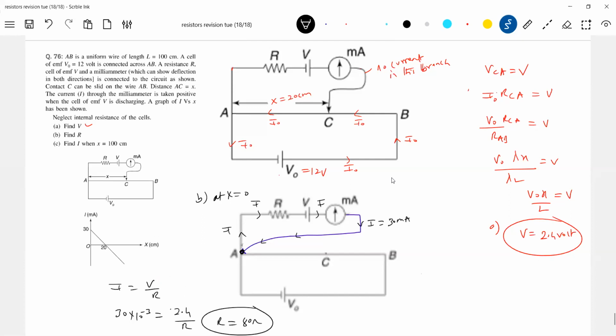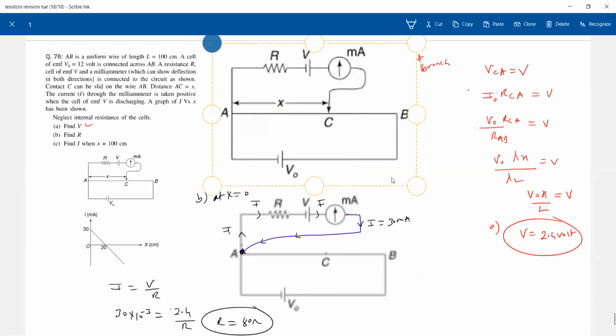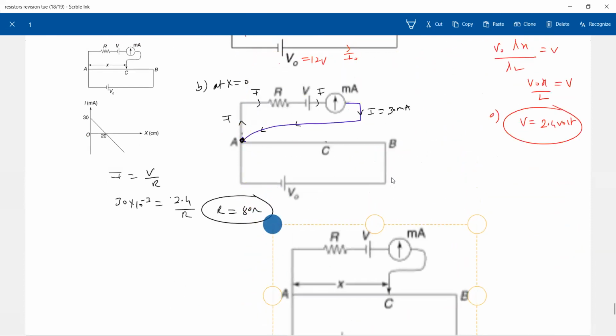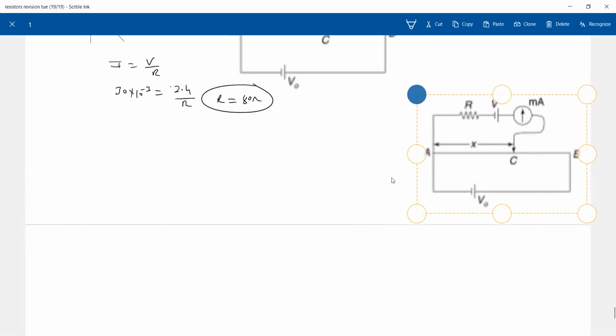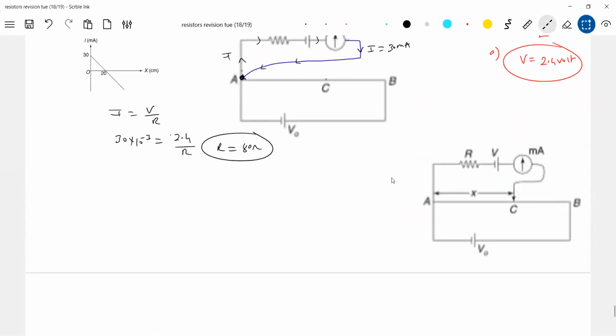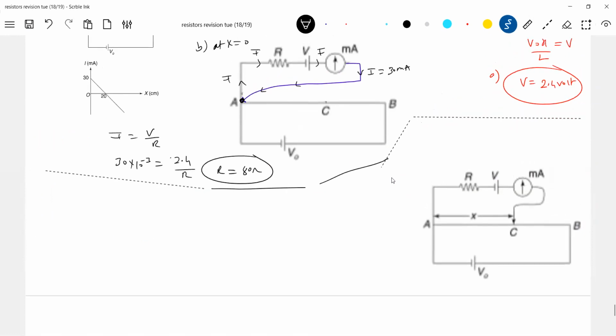Okay, next. Find I when x equal to 100 centimeter. What does it mean? The jockey should be at the end. The point C should be at B. We'll remove this also. So x equal to 100 centimeter. Now we know all the values. This is 2.4 volt.